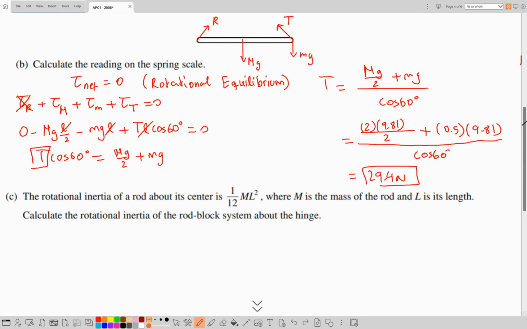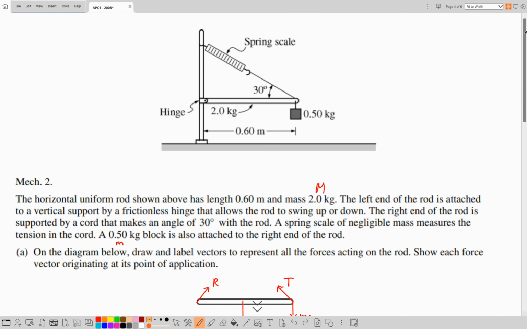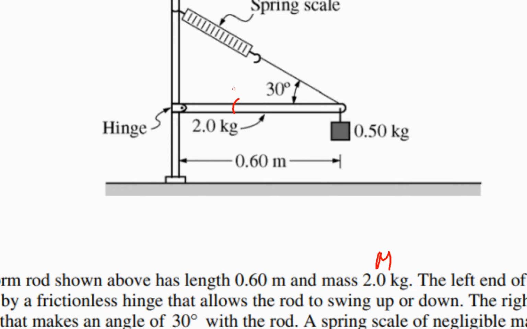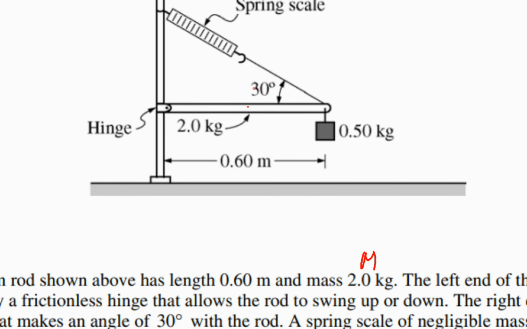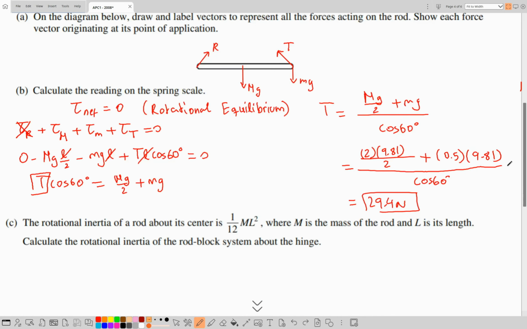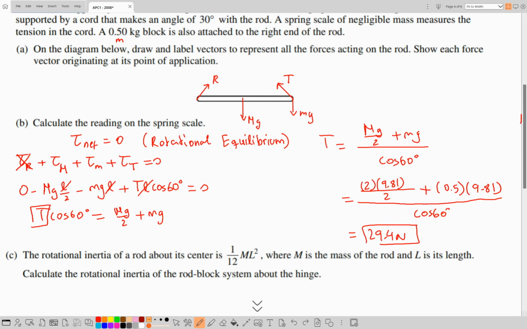So we need to determine the rotational inertia about the hinge for a composite system consisting of the rod and this block. Now starting with the rod, we know it's given that the moment of inertia around this point is 1/12 ML², and we're interested in determining the rotational inertia of the rod around the hinge, and this can be done using the parallel axis theorem. However, if you notice carefully, they're asking us for the rod-block system. Okay, the rod is done via the parallel axis theorem.